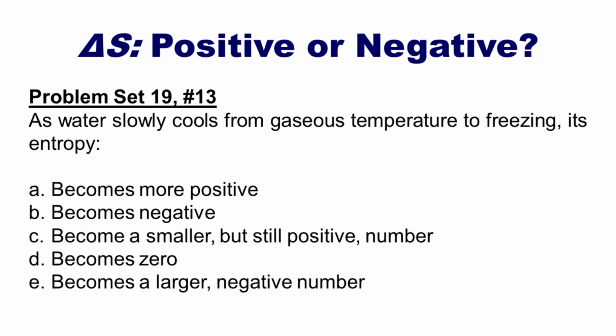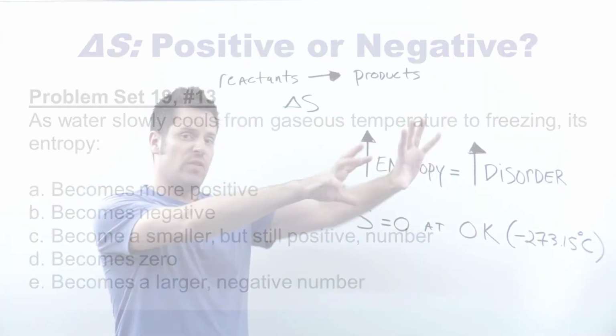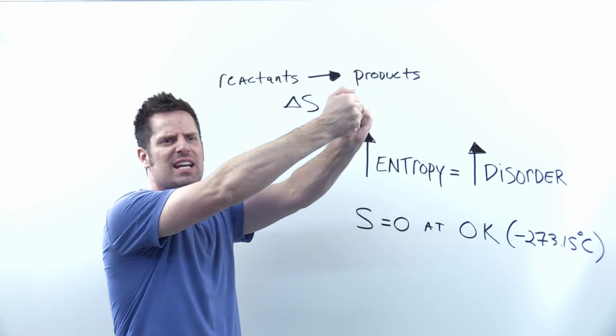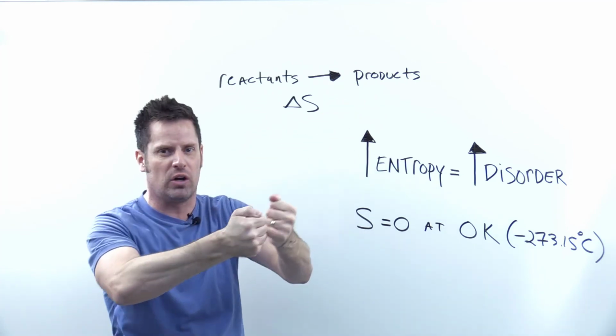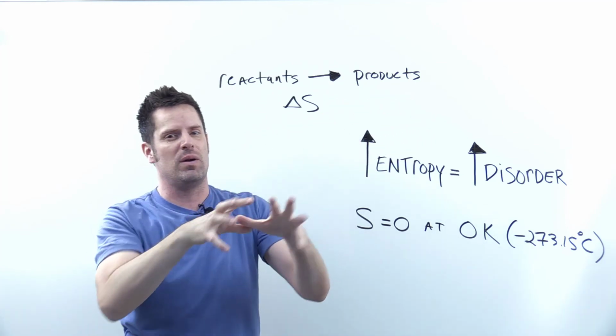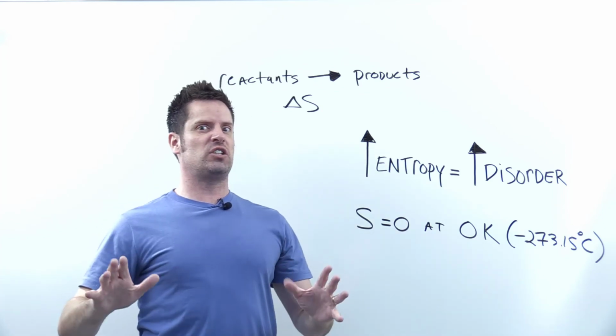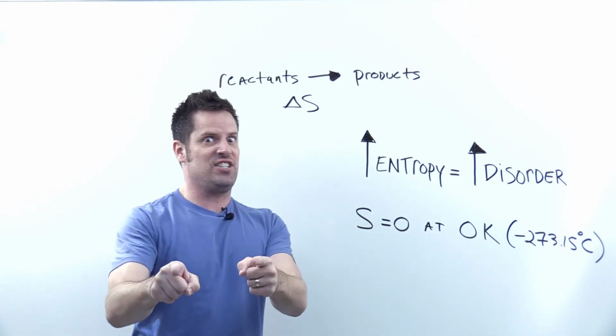Does that make sense? Yeah, it does. So S values will always be positive, but they're just going to get less and less positive or smaller as we go from gas to liquid to solid. Thus, this question's correct answer is option C.